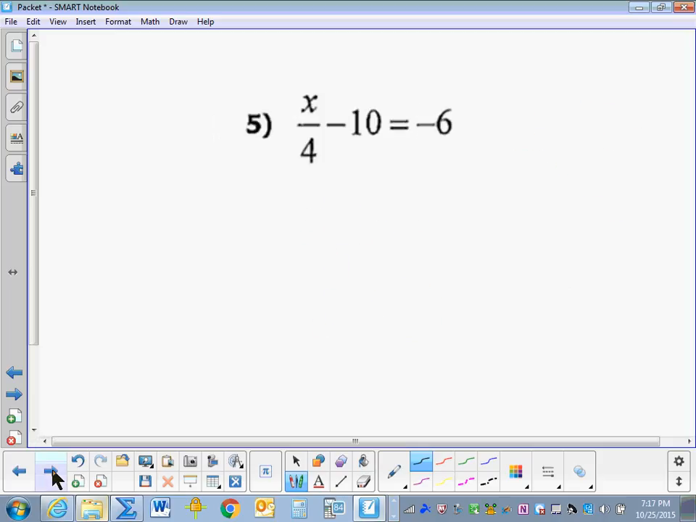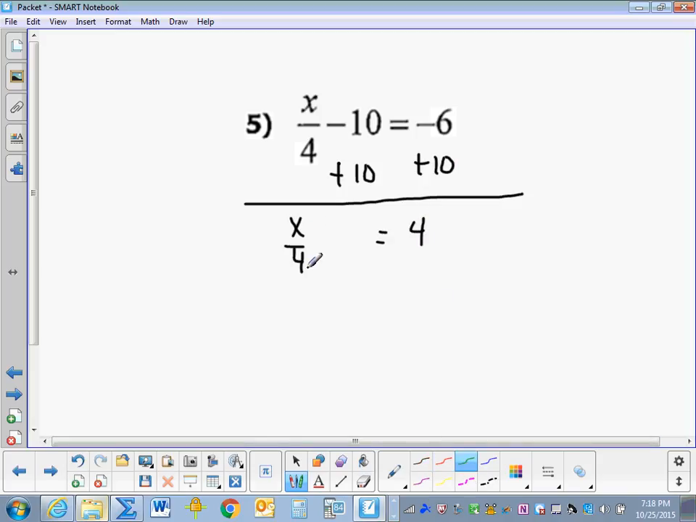Number 5, x divided by 4 minus 10 equals negative 6. So we have x being divided by 4 and then subtracted by 10. So let's add 10 to both sides. x over 4 is equal to negative 6 plus 10, which is 4.